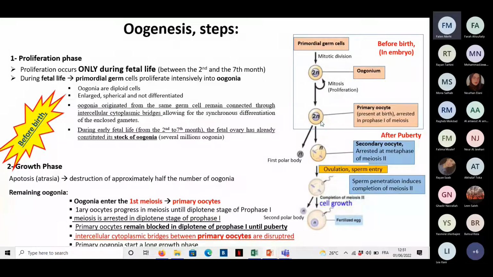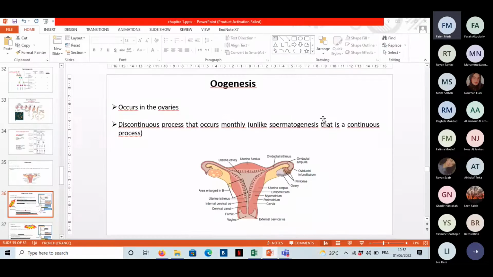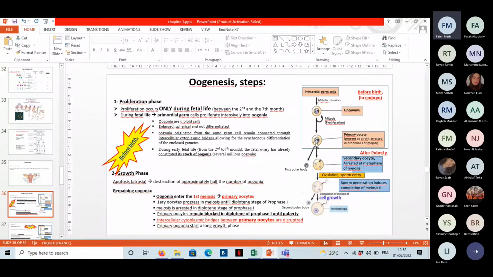They will undergo a growth phase. They will increase in size during the diplotene stage, and the cytoplasmic bridges between the cells will be disrupted. So the cells will remain here. We have generated the oogonia.